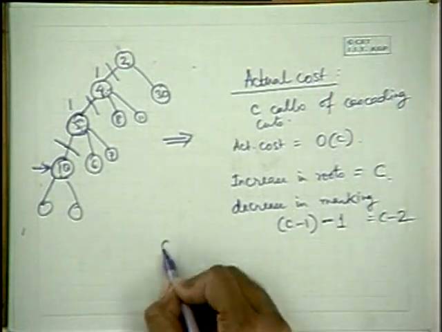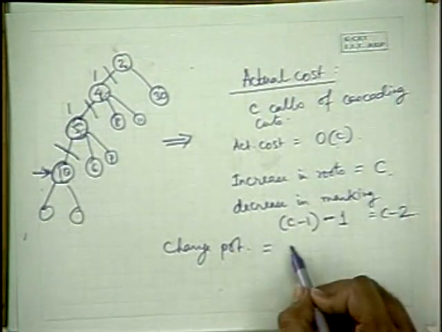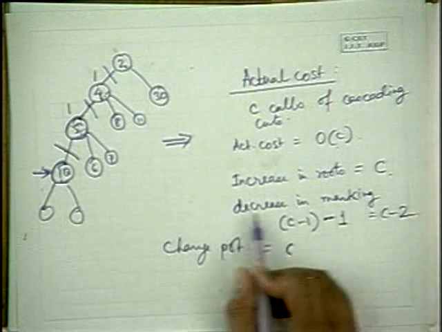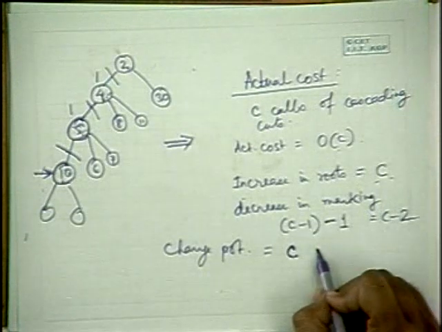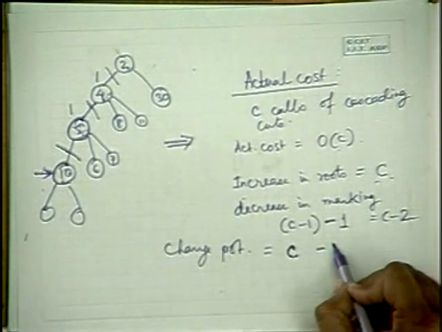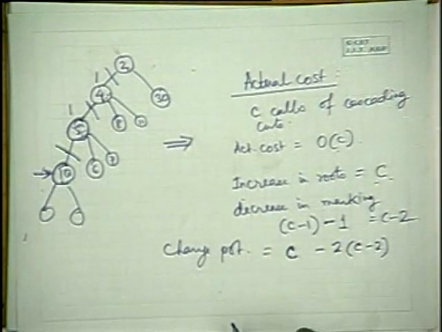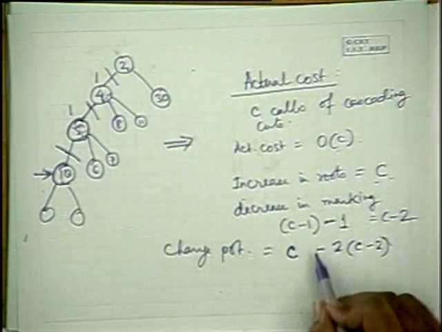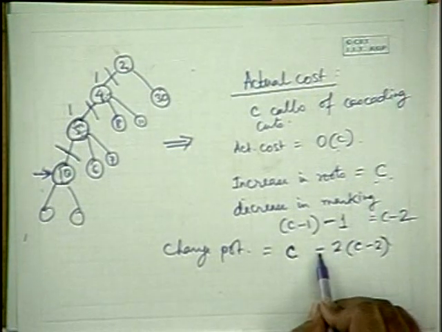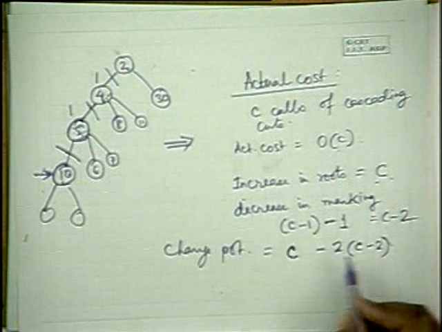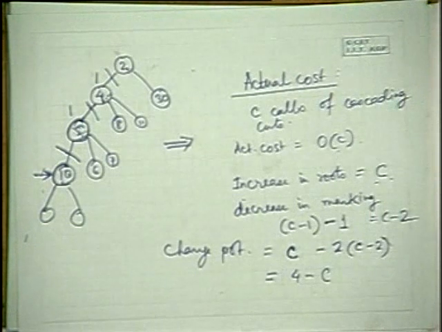So the change in potential is, so actual cost is order of C, sorry, no. So this increase in roots, that is C, minus 2 times C minus 2. This is the change in the marking. It is decreasing, that's why it is minus now. And it is 2 times C minus 2. So what it is actually is 4 minus C.